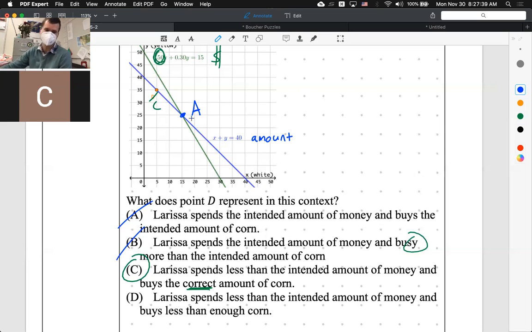What about B? Larissa spends the intended amount of money. So she's on the green line, but she buys more than the intended amount of corn. Where would that be? She needs to be on the green line, because she spent the correct amount of money. Green is money, but she needs to be above the blue line.